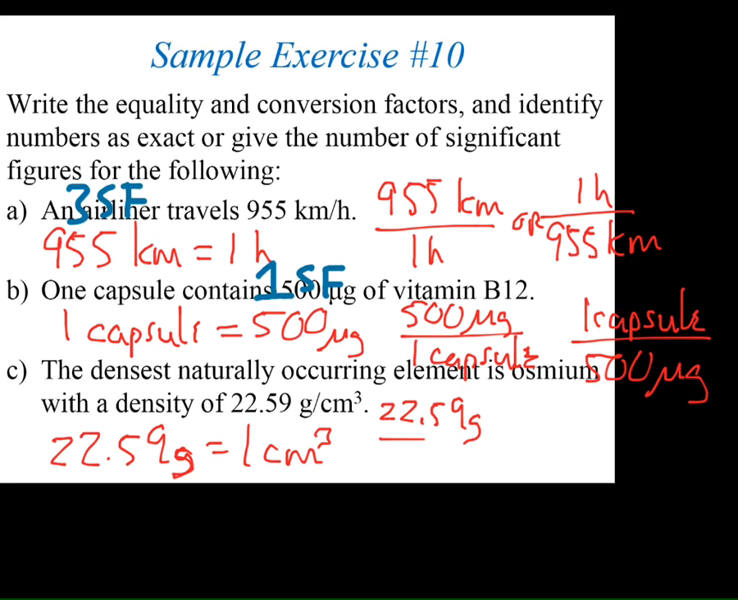22.59 grams per cubic centimeter, right? So that is one way to write that conversion. Or I could write it the other way, right? 1 cubic centimeter is 22.59 grams. Both ways, right? How about sig figs? Is that exact? Is the mass of osmium defined or is it measured by somebody? Somebody has to measure it, right? So how many sig figs? 4. Again, the 1 is always considered to be exact.